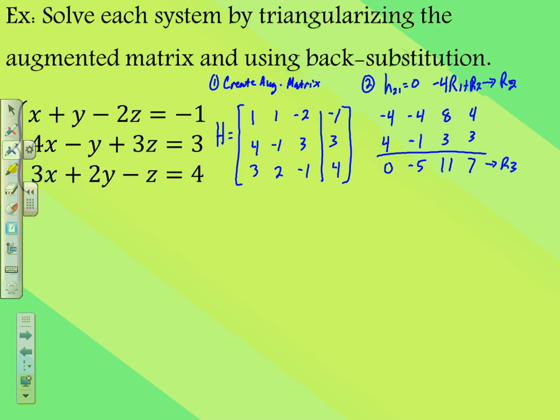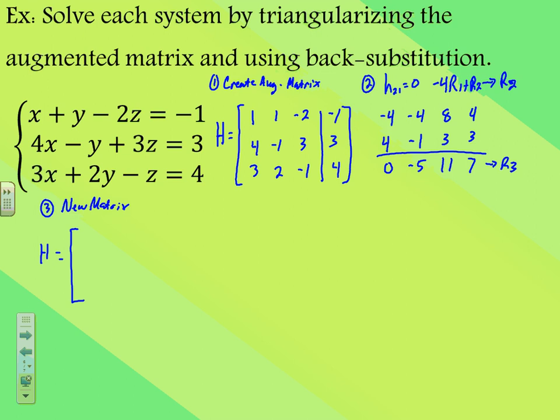All right. So write my new matrix out. So we're still talking about matrix H. Row 1 didn't change, so it's still 1, 1, negative 2, negative 1. And row 2 is now 0, negative 5, 11, and 7. And row 3 is still 3, 2, negative 1, and 4.